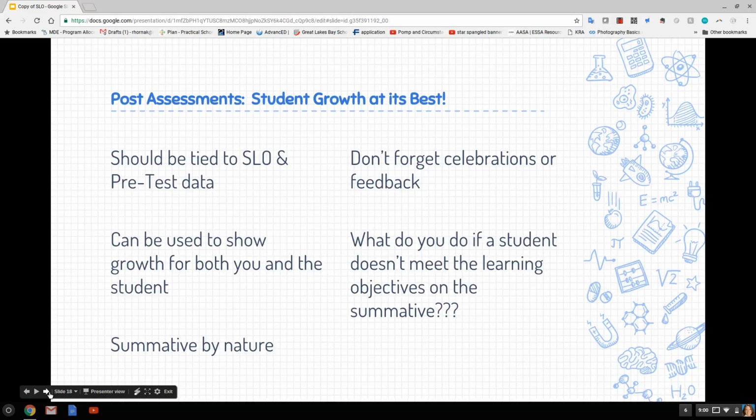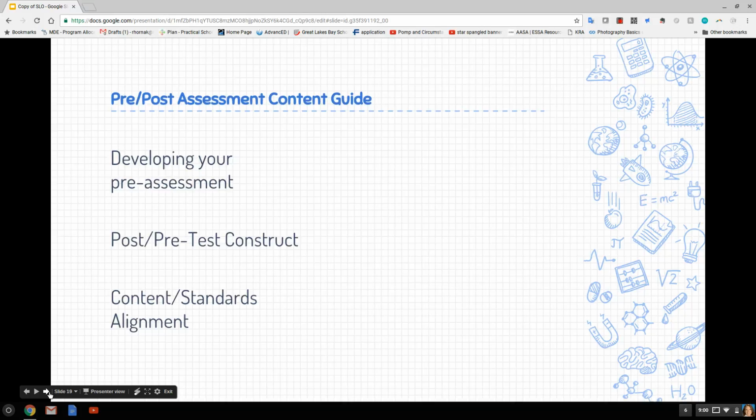But I think the biggest concern that teachers struggle with is what do you do if a student doesn't meet the learning objectives on the summative? That's a challenging one. If you set a specific target or learning objective and the students do not reach it, that can be difficult as to what your next steps are.